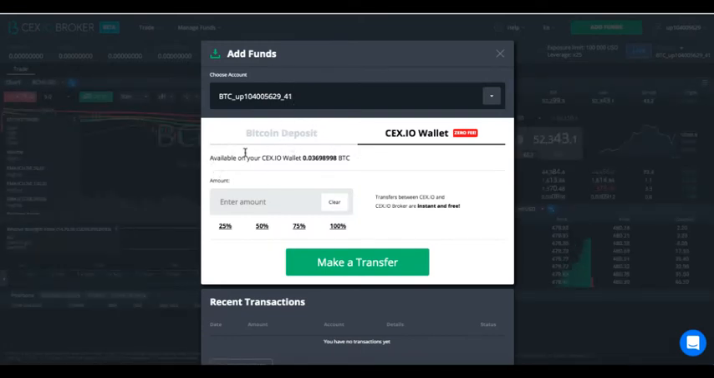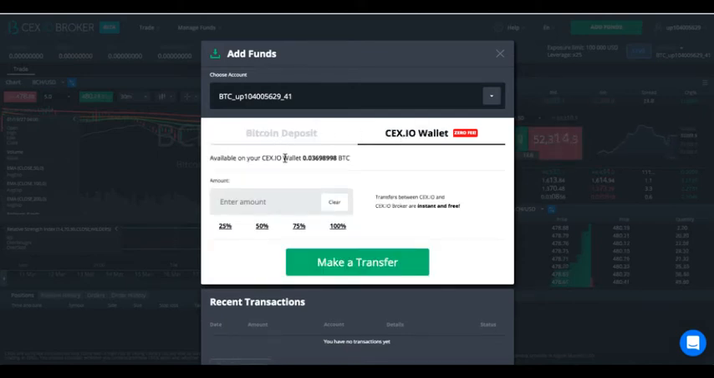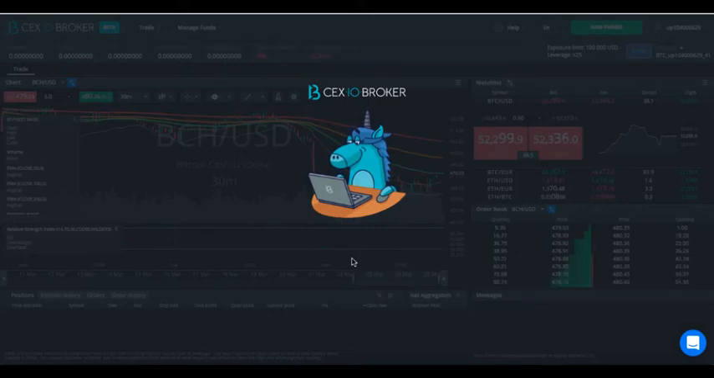So the funds have to be in your CEX.io wallet already. You can either do it from your wallet or you can do a Bitcoin deposit as well. You can just copy this address and send Bitcoin to this address, and then it will actually fund your account, just in case you don't have anything in your CEX.io wallet yet. So I'm going to say, you know what, I want to send 0.011. I'm sending a very small amount of Bitcoin in this case. I'm going to go ahead and make the transfer.